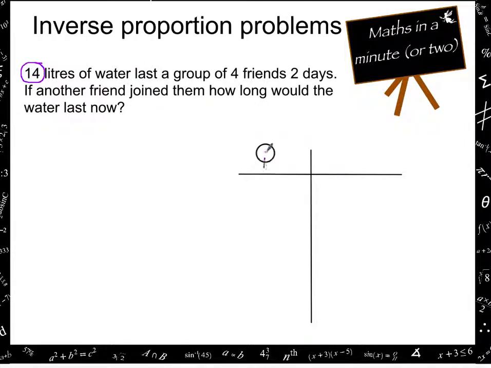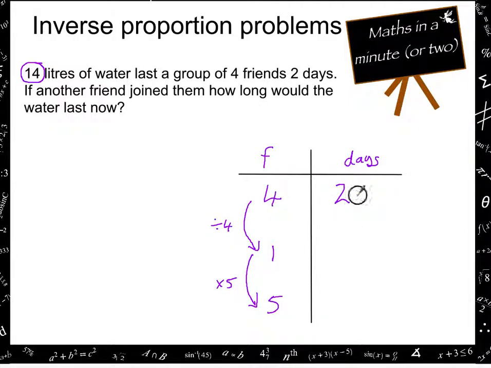So we've got friends and we've got days. So 4 friends last 2 days. If another friend joined them, how long would the water last now? Okay, so if we have another friend, that will now be 5 friends. So we put that at the bottom there, and we're going to go down to 1 and up to 5. So to get from 4 to 1, we divide by 4. To get from 1 to 5, we're going to times by 5.